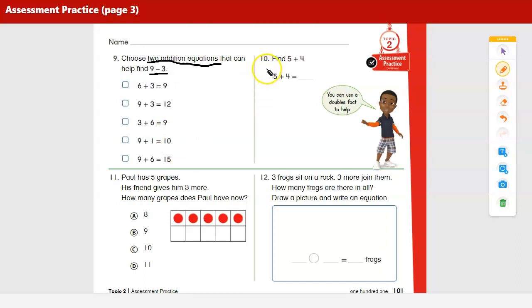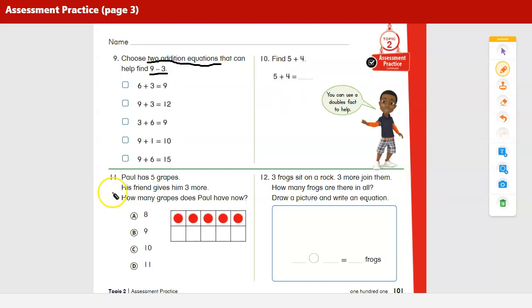For number 10, it wants us to find what 5 plus 4 is. Our friend says that you can use a doubles fact to help you. So boys and girls, you are just going to solve what is 5 plus 4. You can draw marks on your paper, you can use a doubles fact, but we just need to know what is 5 plus 4 on number 10.